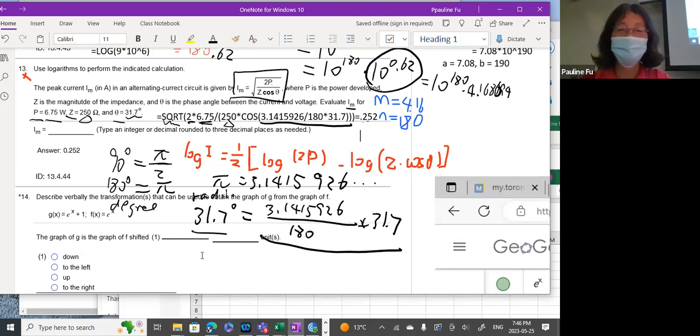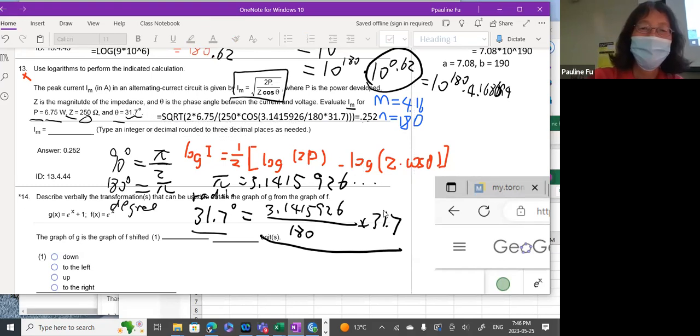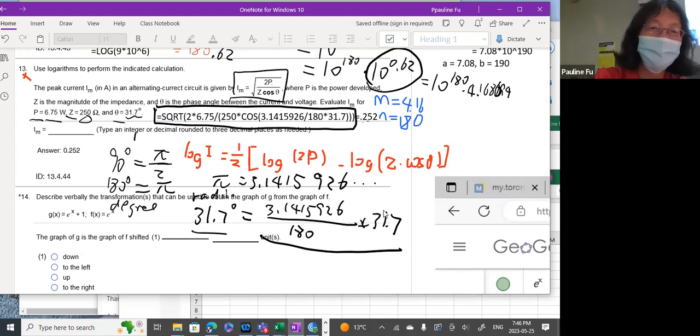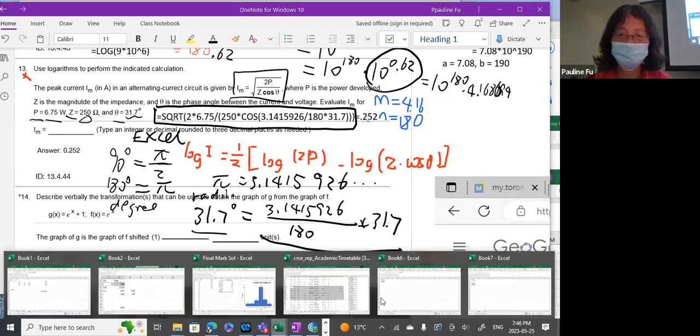I'll demonstrate, I'll show you in Excel. So in Excel, you directly type in equal SQRT and so on. Typing this in Excel, you will get 0.252. I will show you now.